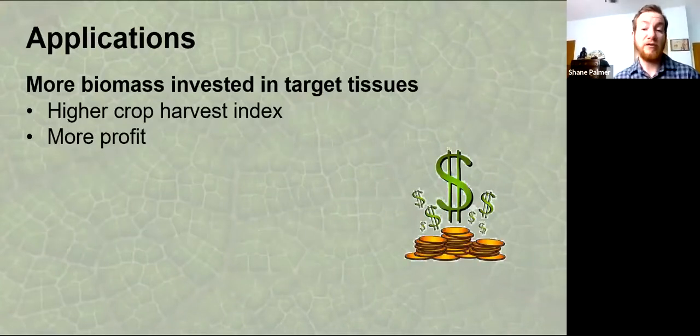The application for this research is, if we can manipulate sink strength, then we might be able to get plants to invest biomass in high value target tissues that we actually want to sell and harvest. So we could potentially improve the crop harvest index, which would provide more profit for growers.